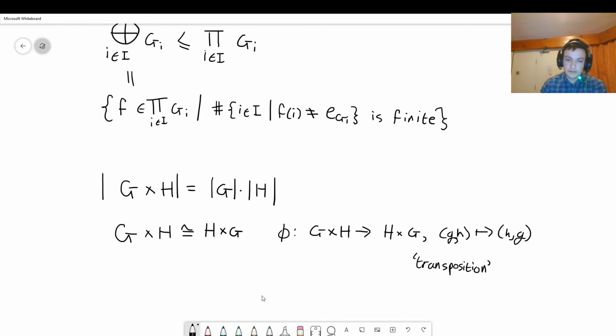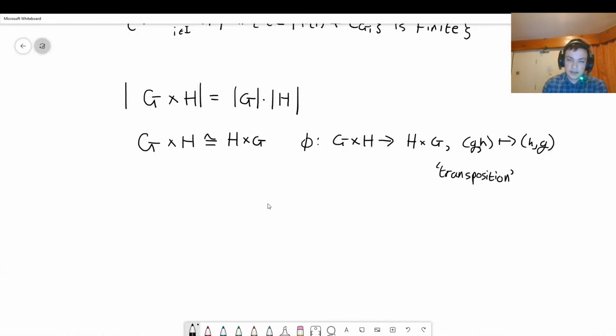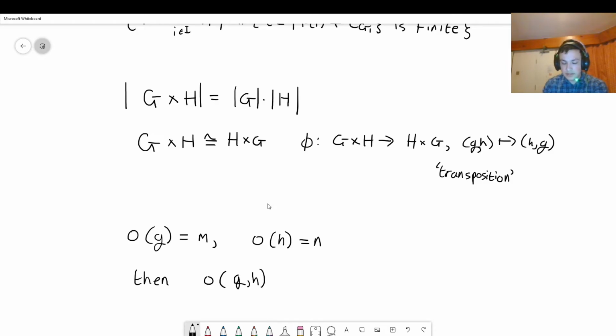Now we also have that, say the order of g in G is m and the order of h in H is n, then the order of (g, h), which we can just write like this, we don't need the extra pair of brackets, is the lowest common multiple of m and n.